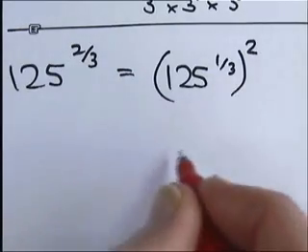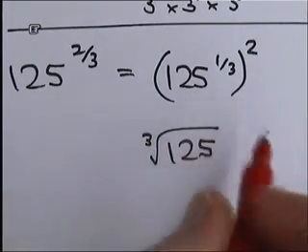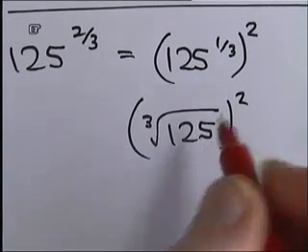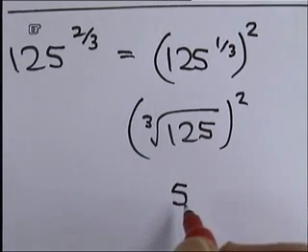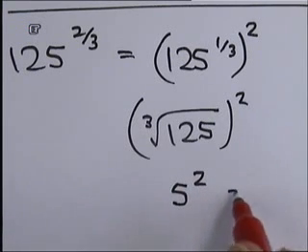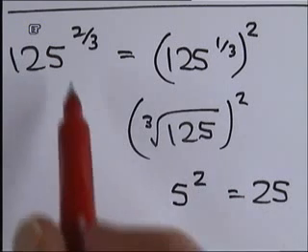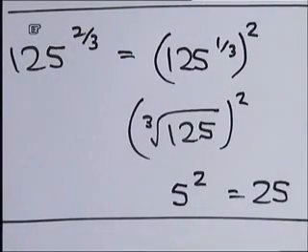Now 125 to the power of a third is the cube root of 125. So that's what's inside the bracket. That still has to be squared. The cube root of 125 is 5, because 5 times 5 times 5 is 125. 5 times 5 is 25, times that by 5, you get 125. So that's what's inside the bracket, and that has to be squared. 5 squared is 25. So 125 to the 2/3 is 25. And the trick there was to make sure you put a 1 there to start with, and then the top number of the fraction goes outside the bracket.